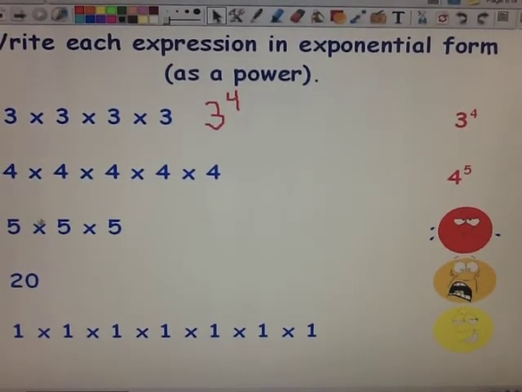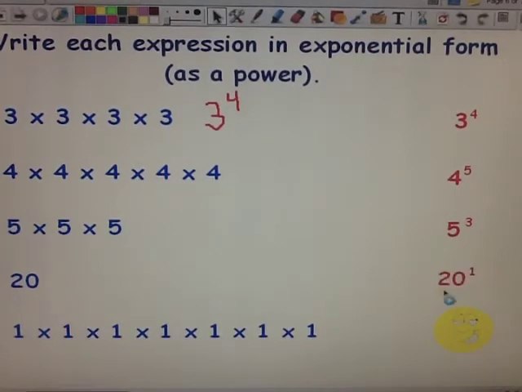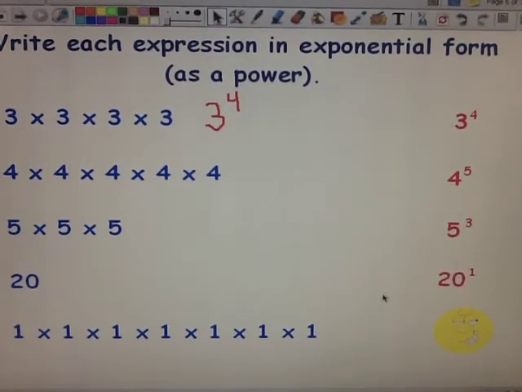Okay, let's see how you did. 5 times 5 times 5. Did you get 5 to the 3rd power or 5 cubed? What about 20? This is the 1. Did you remember? It had the invisible power of 1. So this would be 20 to the 1st power.